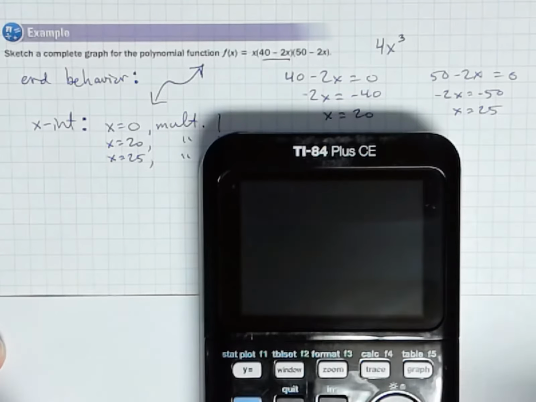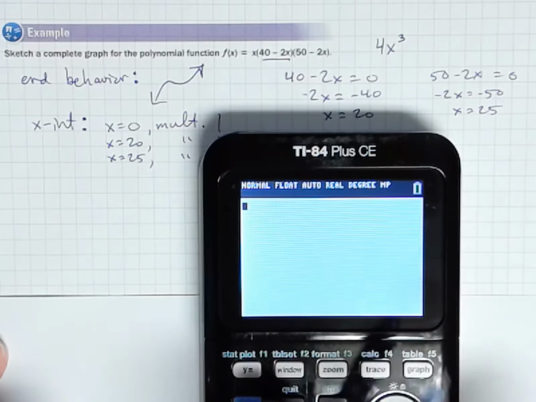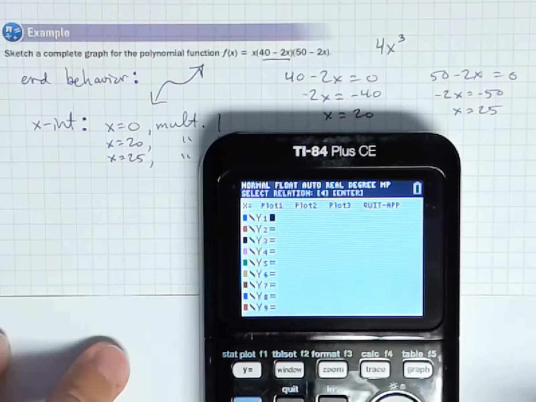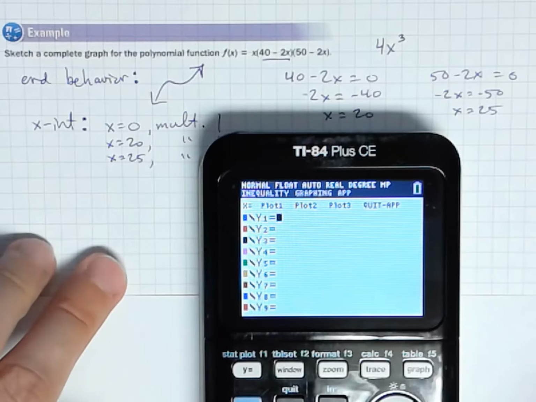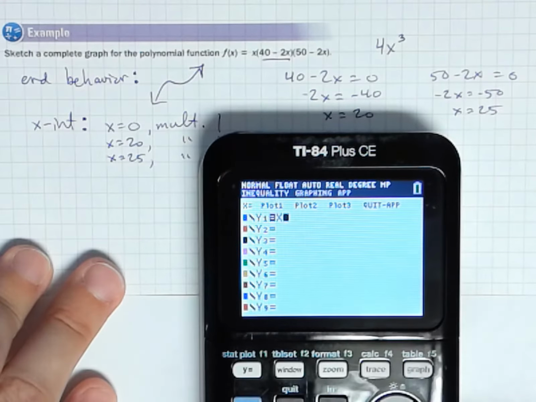So I'm going to just turn my calculator on. Let's go graph this. So get into my graph menu, and it's x times (40 minus 2x) times (50 minus 2x).